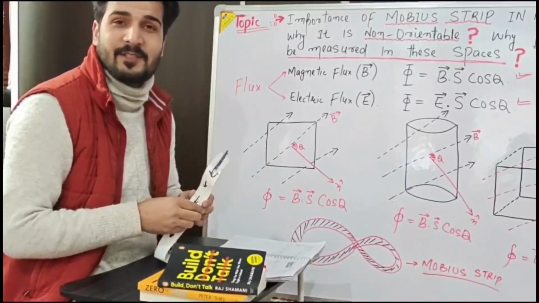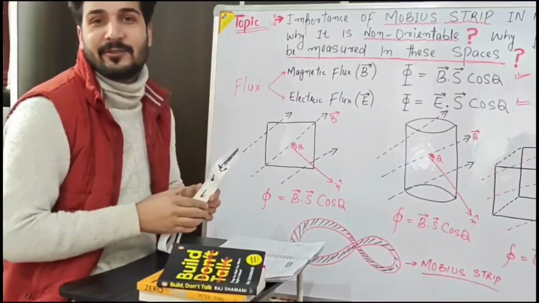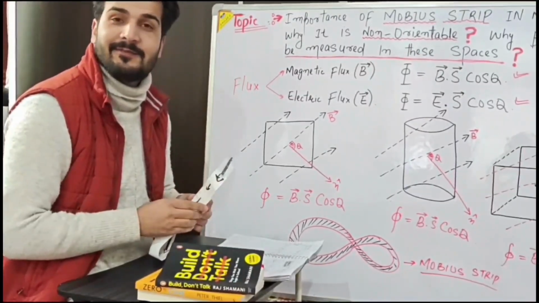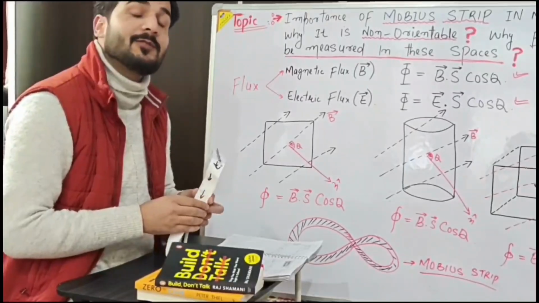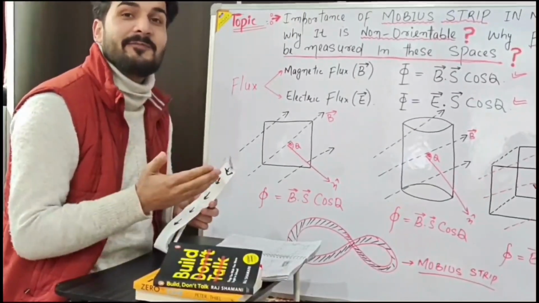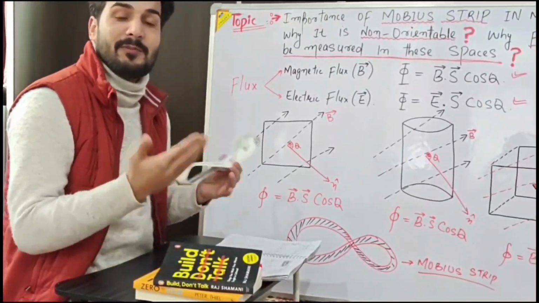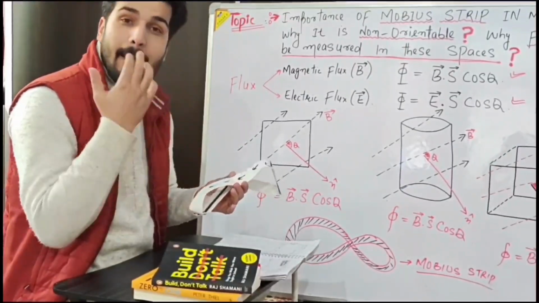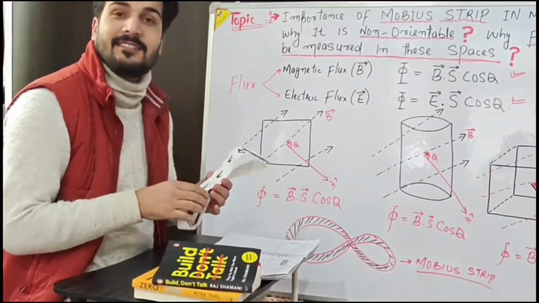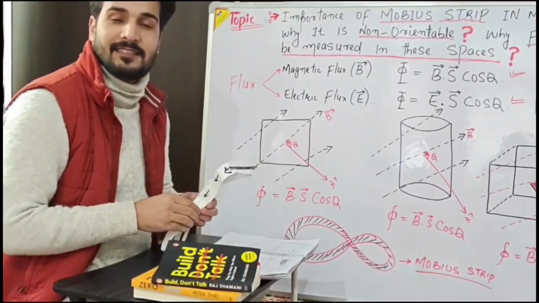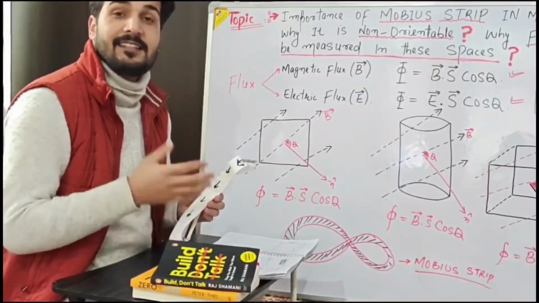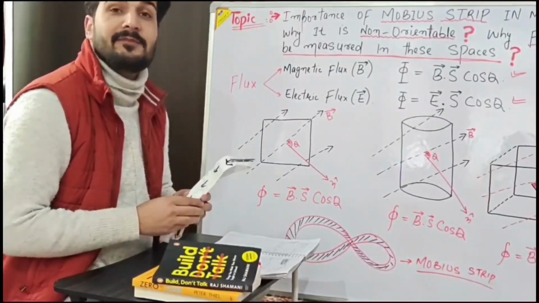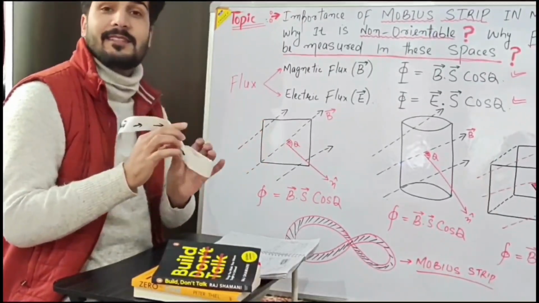So that's why topology beats intuition. So this was all about the Möbius strip, its properties, why it's non-orientable, why cutting the Möbius strip from the middle doesn't give us another Möbius strip, and why flux can't be measured in these spaces.